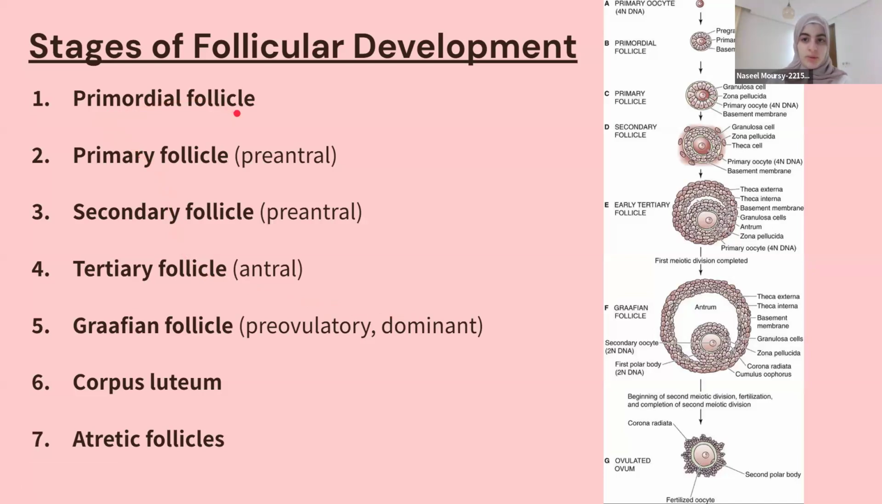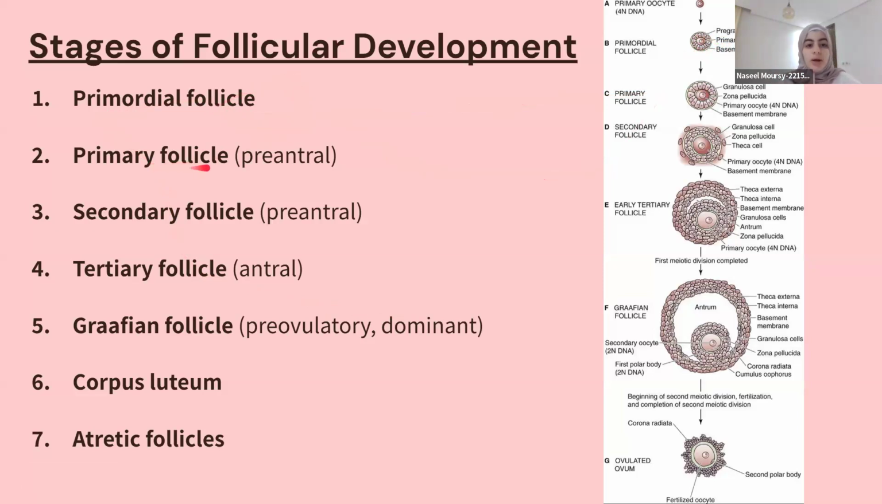First, we start with the primordial follicle, which is that one. Now, the primary oocyte is put into the primordial follicle. This is lined by just one layer of squamous cells, okay? And this is actually present in a female since before she was born, while she's in gestation, okay? And it stays dormant until puberty, okay?